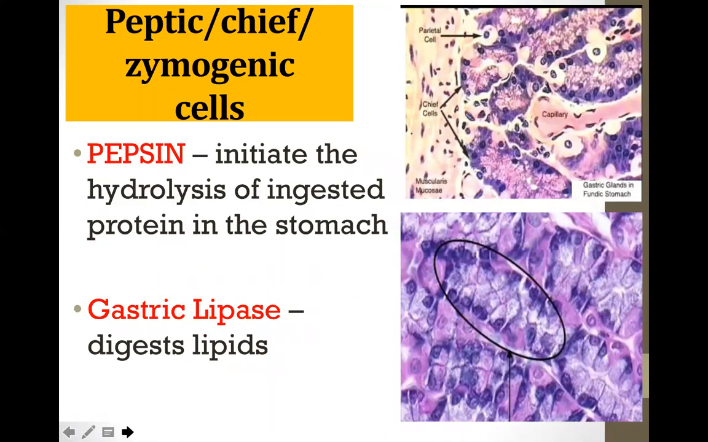Now, ano yung pepsin, Doc? What's the difference between pepsin and pepsinogen? Pepsin will initiate the hydrolysis of ingested protein in the stomach. So, pepsinogen, kapag nag-act upon ng acid ng stomach, nagiging pepsin na siya. So, pwede niya lang i-hydrolyze or i-digest yung protein. While your gastric lipases will digest lipids or yung fat in our diet. Okay? So, parehas, kailangan talaga ng parietal cells and peptic or chief cells sa stomach.